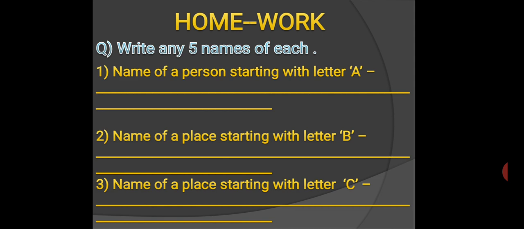Then the third question is, again, about the name of a place only, but the names have to start with letter C. The difference is just of letter. The second question was with letter B, and the third question is of letter C. You have to write the name of a place, but the name has to begin with C. For example, C for China. I have given you one example, the rest you have to write.